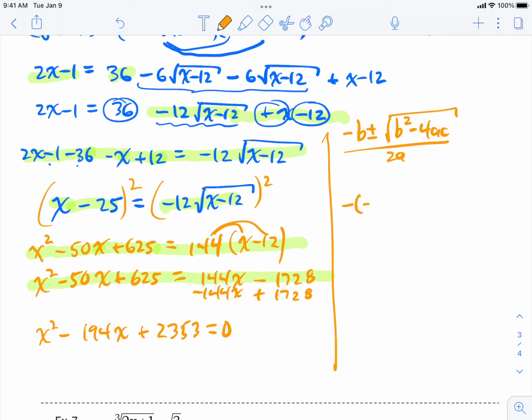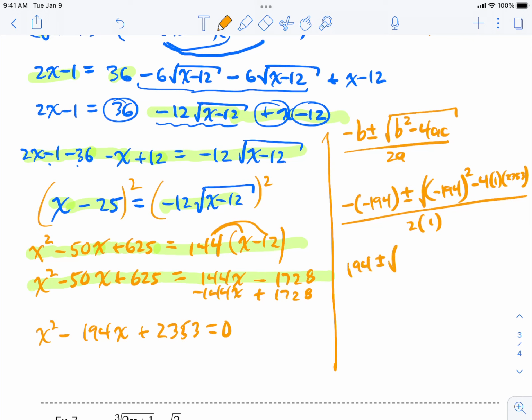So a negative, and then the b is a negative 194, plus or minus square root. You take the negative 194, put it in parentheses and square it, minus 4 times a is 1 times c is, try to squeeze in a 2353 right there. And that's all over 2 times the a is 1. Okay, so that's a 194 plus or minus the square root of. Mr. Calculator, where'd you go?